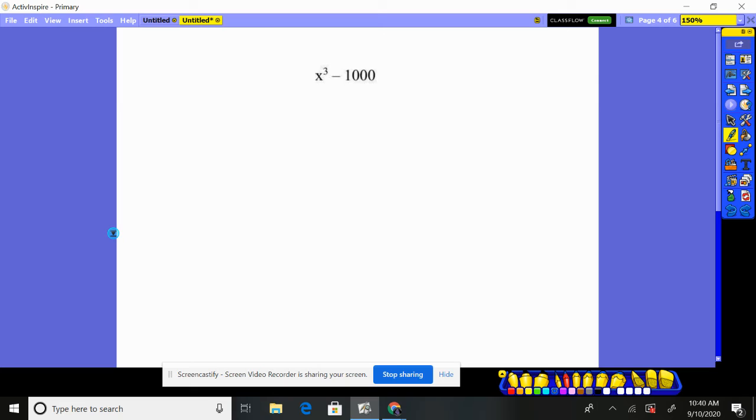Let's say we have x cubed minus 1,000. I recognize 1,000 as 10 times 10 times 10. So step 1, get the binomial, the cubic root of each. Well, the cubic root of x cubed is x. Cubic root of 1,000 is 10. So there's the binomial. What about the trinomial piece now that it's being multiplied by?